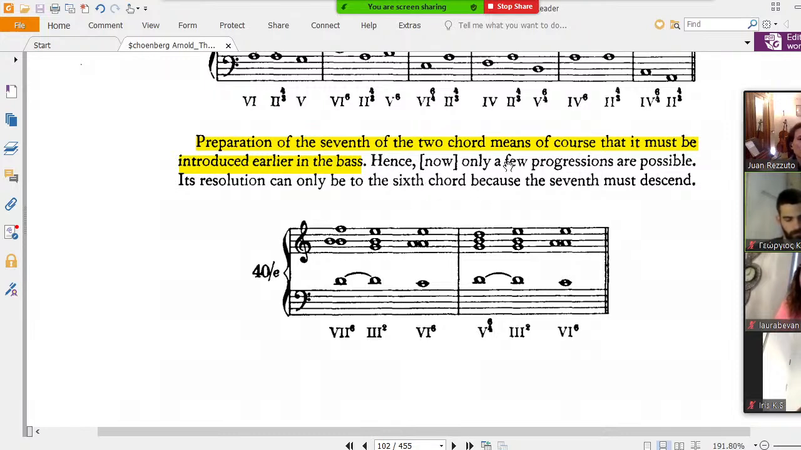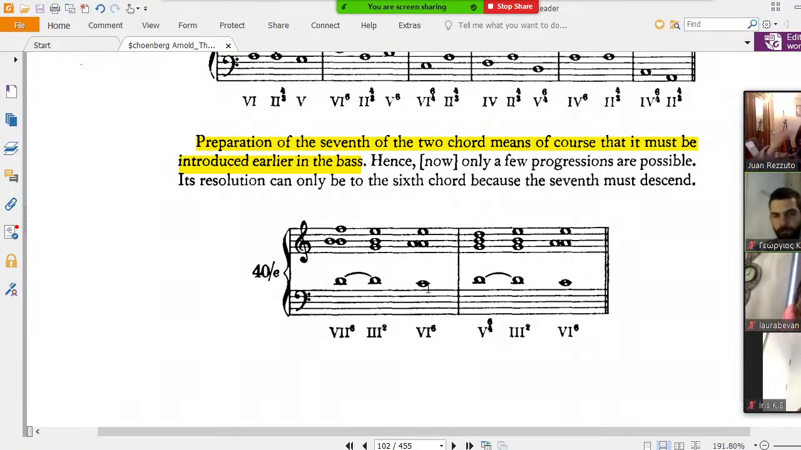So hence, only a few progressions are possible. Its resolution can only be to the sixth chord because the seventh must descend. Now, you don't need to study all the examples by heart. If you know that the seventh descends into a third of the chord, naturally, the next chord is going to be a sixth chord because the third is going to be on the bass.